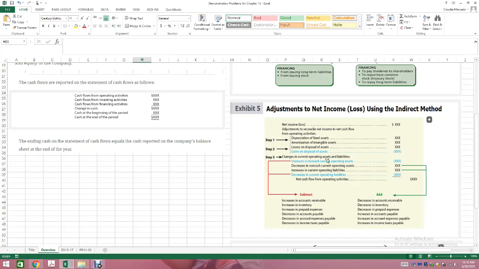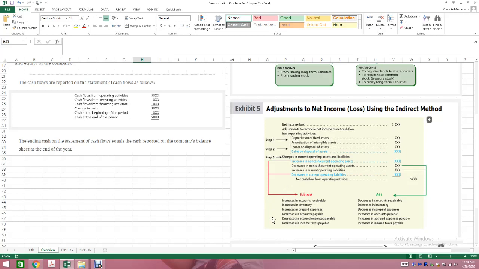Now, we have step 3. These are changes in current operating assets and liabilities. So, if you have an increase in non-cash current operating assets or a decrease in current operating liabilities, you subtract. If you have a decrease in non-cash current operating assets or an increase in current operating liabilities, you add. And you might say, what is the teacher talking about here? I'm confused. I get confused too, guys. That's why they broke it down for you down here.